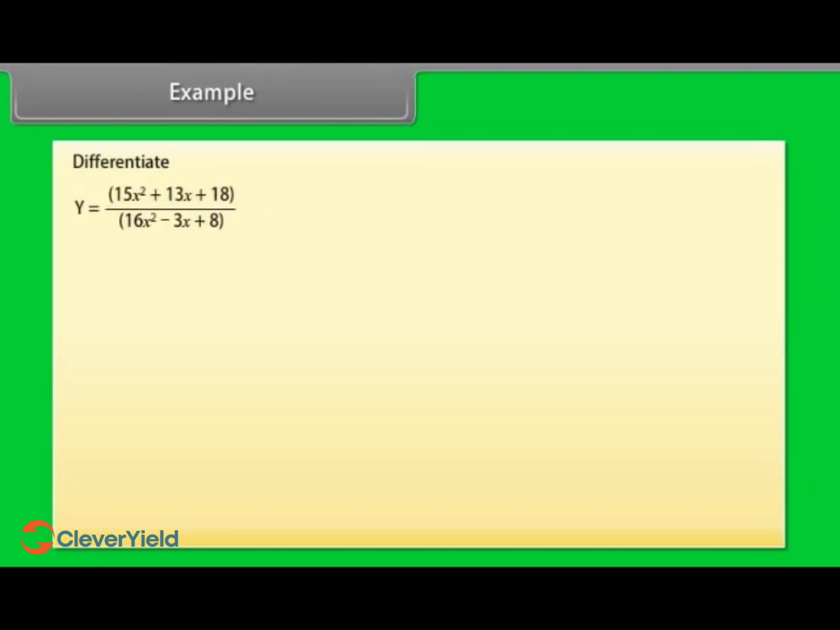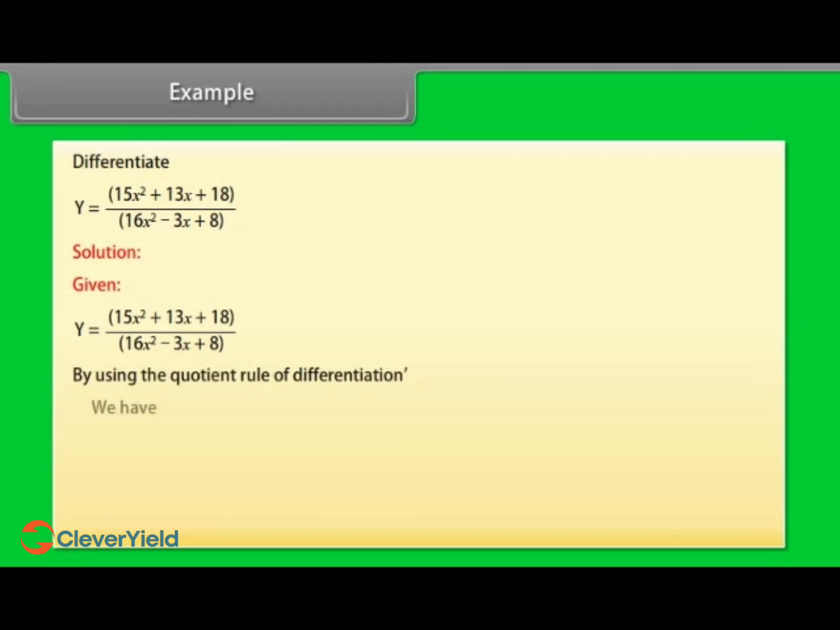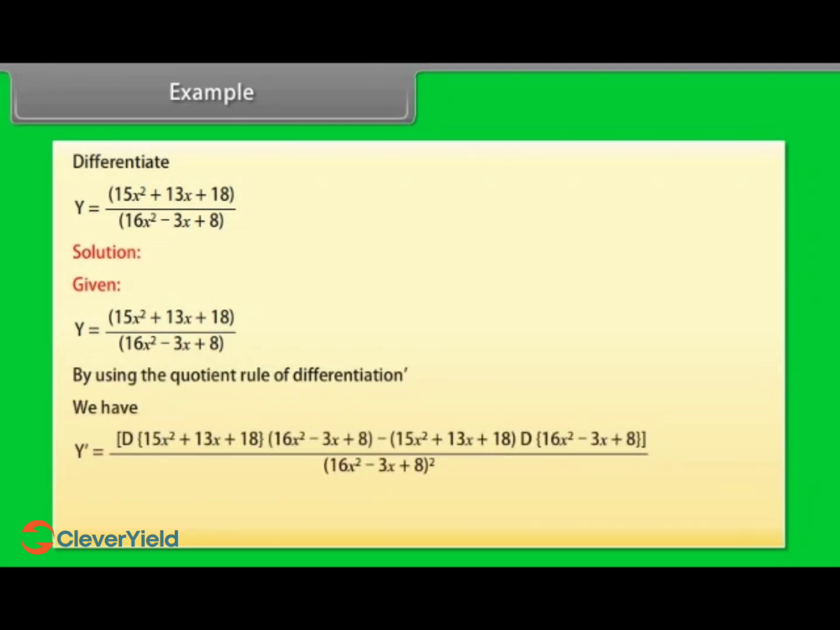Differentiate y is equal to 15x square plus 13x plus 18 by 16x square minus 3x plus 8. Solution. Given y is equal to 15x square plus 13x plus 18 by 16x square minus 3x plus 8. By using the quotient rule of differentiation, we have y dash is equal to differentiation of 15x square plus 13x plus 18 into 16x square minus 3x plus 8 minus 15x square plus 13x plus 18 into differentiation of 16x square minus 3x plus 8 by 16x square minus 3x plus 8 whole square.